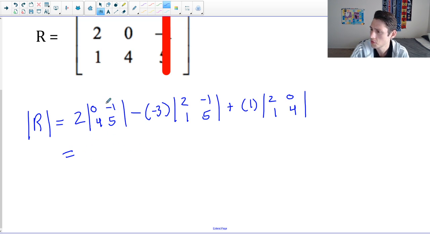Okay, so I have to do 3 2x2 determinants. So the coefficient is 2. Doing this determinant, so 0 times 5 is 0, minus 4 times -1 is -4, so that's 0 plus 4. Minus -3, so plus 3.